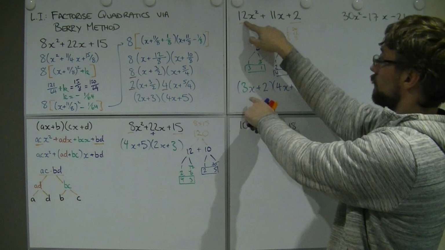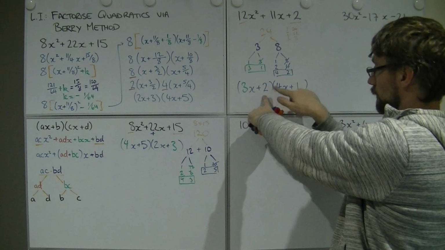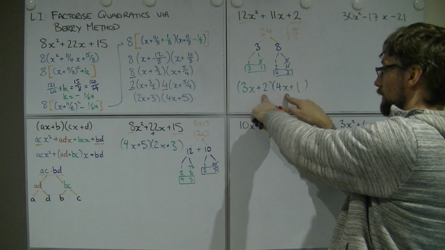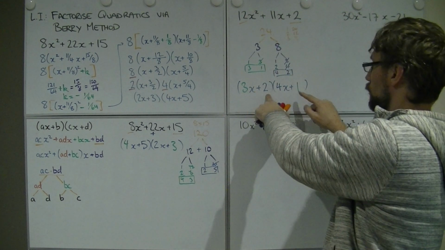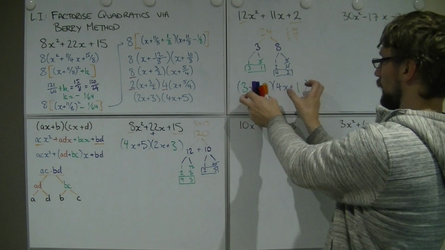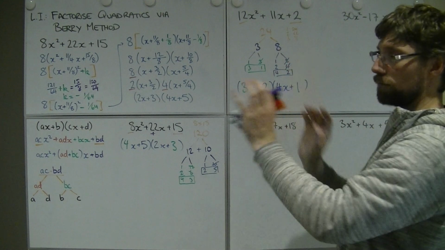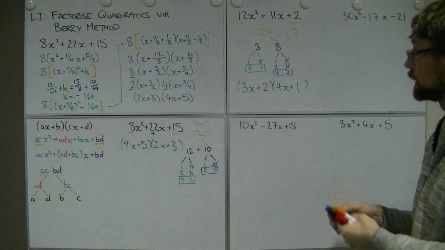3x by 4x gives me 12x squared. Yep. 3x by 1 gives me 3x. 2 by 4x gives me 8x. 3x and 8x gives me 11x. Yep. 2 by 1 gives me 2. Yep, that all works out just fine. Again, if you ended up with these the other way around, that's fine. A times B is the same as B times A for this, so it doesn't matter.